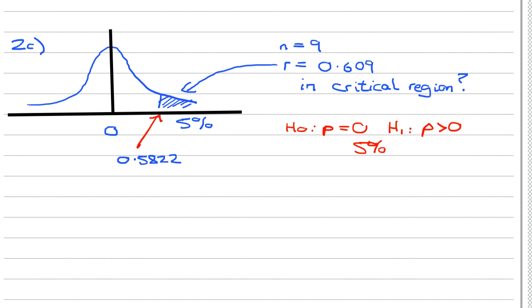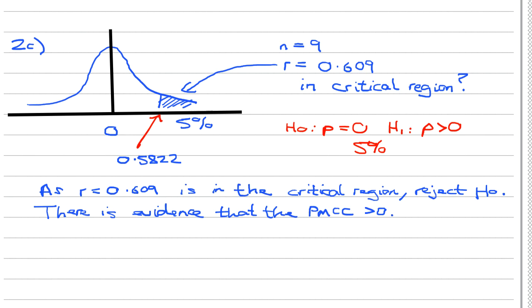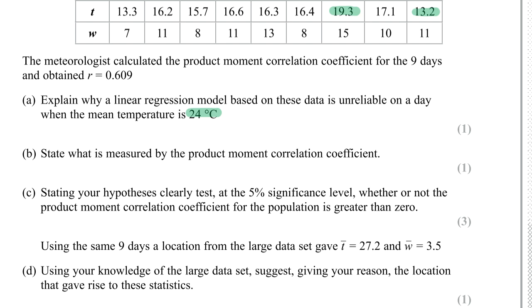And our value of R is 0.609. Now you can see that's bigger than this value. So it is in this top tail here. So basically, R is in the critical region, so we need to reject the null hypothesis. So there is evidence that the PMCC is greater than 0. An example of what we'd write then would be: as R equals 0.609 is in the critical region, reject H0. That's the null hypothesis. So there is evidence that the PMCC is greater than 0.